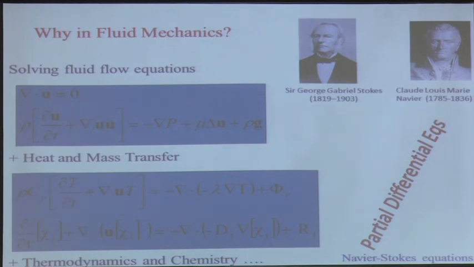So these equations are very complex. You may find some other equations which are complex. For example, the Maxwell equations also are very complex if you want to predict the electric and magnetic fields. It's also very complex.